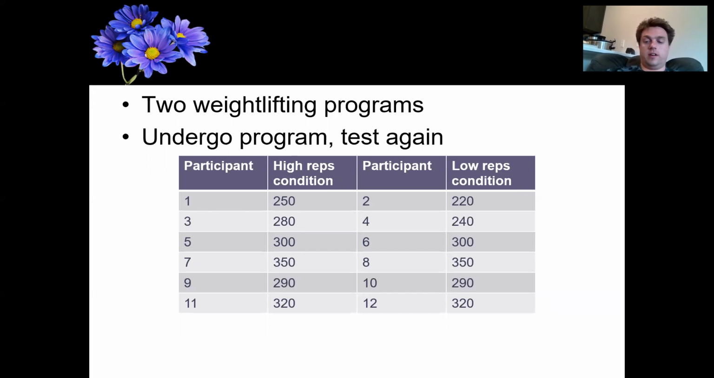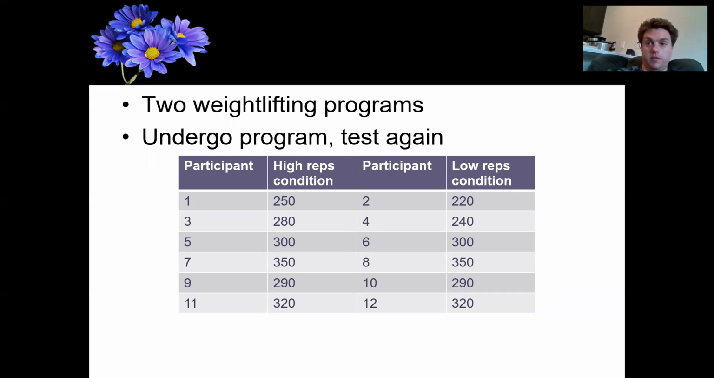Okay. So now this way you can see how we are deliberately matching people, based on an attribute that we can actually measure, and now we can ensure that baseline strength is going to be equal across conditions.